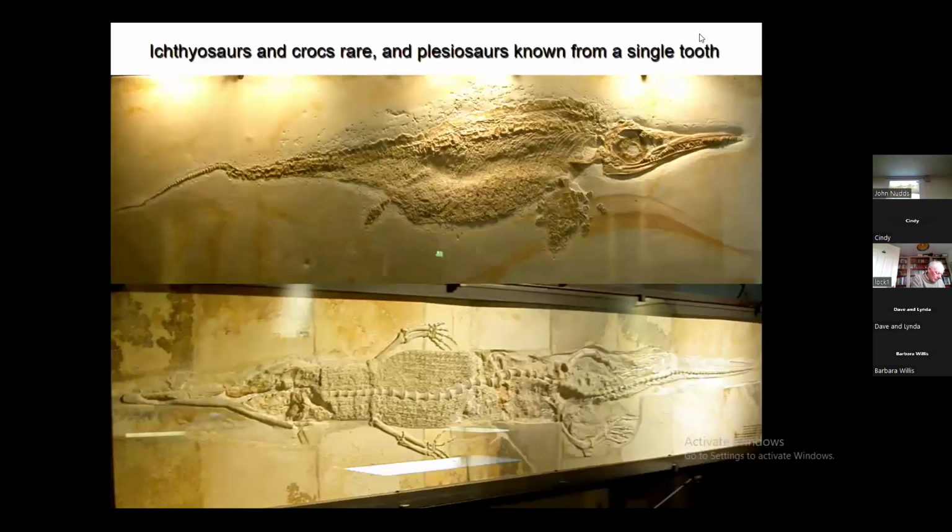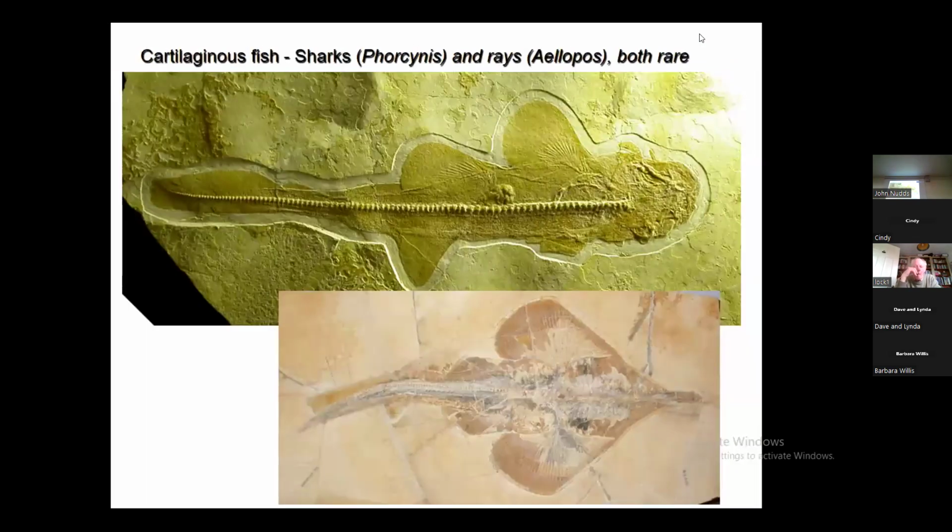The big marine reptiles, strong swimmers living in the open sea, they would rarely be washed into the reef. And sure enough, they are very rare. Only about a dozen ichthyosaurs are known from Solnhofen, and plesiosaurs only from a single tooth. Whereas you think how many we find on the Dorset coast, the Jurassic coast. So these would have been living in the open sea, rarely washed into the lagoon. Same with the cartilaginous fish, the sharks and the rays. Strong swimmers, only occasionally washed into the lagoons.